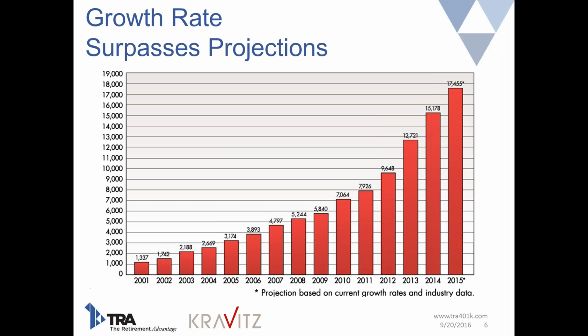Look at this chart. Very exciting growth spurt from 2001 to today. We went from a little over 1,300 cash balance plans to now closing in on well over 15,000 cash balance plans. So it's the fastest growing sector of the retirement plan marketplace.